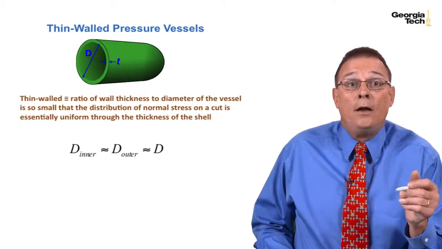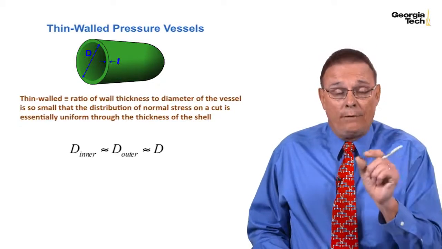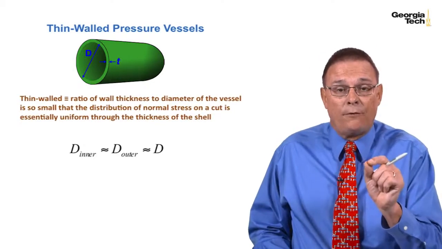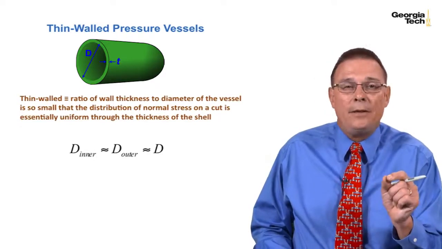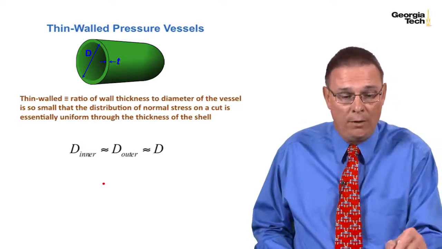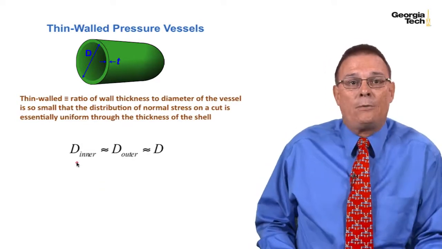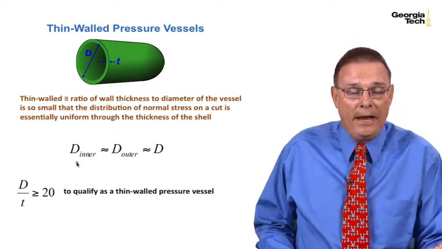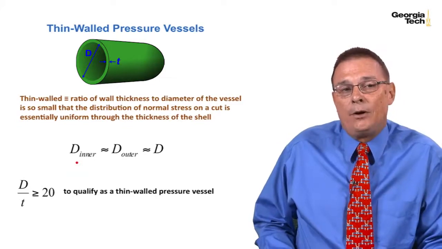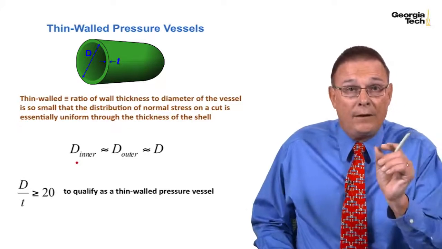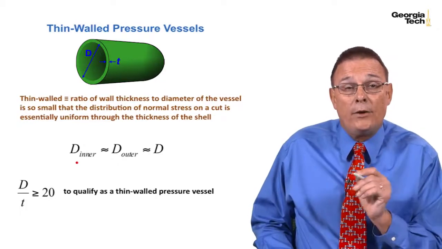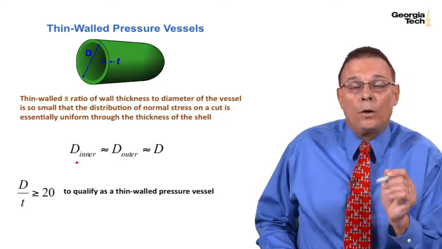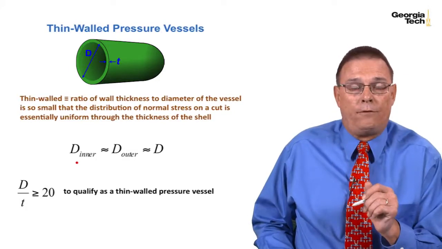And so because we have a thin-walled pressure vessel, that means that the outside diameter and the inside diameter are not going to be that much different. And so I'm just going to call them the diameter, and I'll give it the symbol D. And if D, the diameter, over the thickness of the shell or vessel, t, is greater than or equal to 20, we're going to define that as a thin-walled pressure vessel.